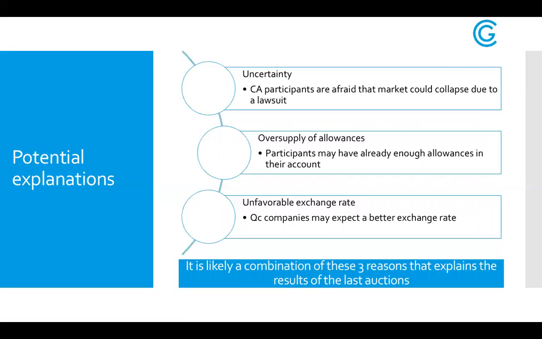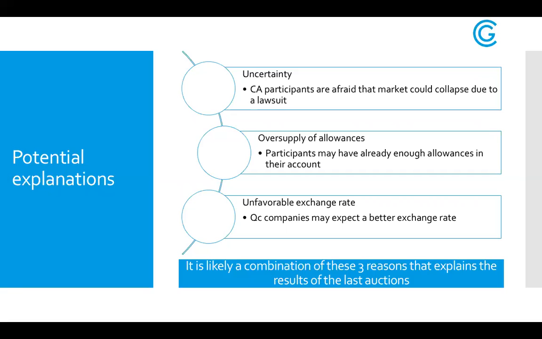So if we look at the explanations for those results at the recent auctions, one of the explanations that we often see and that you might have heard about is the uncertainty that comes from California. The thing is that some California participants are afraid that the market can actually collapse due to a lawsuit occurring over there, claiming that the cap and trade might be unconstitutional. So there's a lawsuit that tries to prevent the cap and trade from continuing.